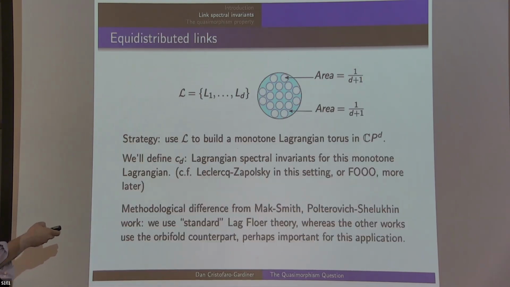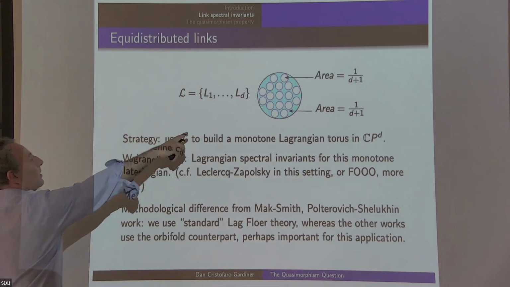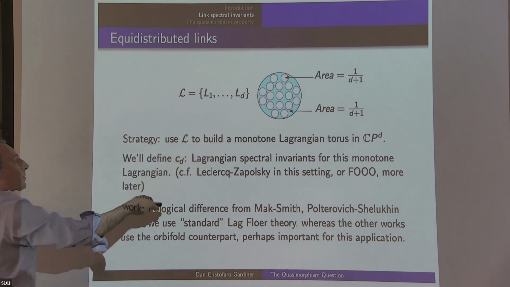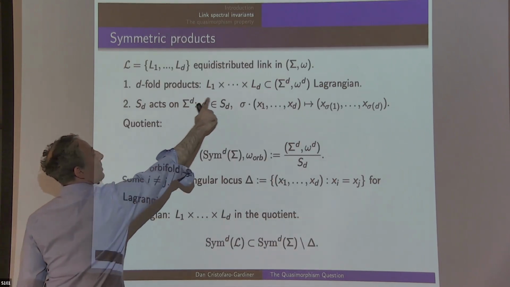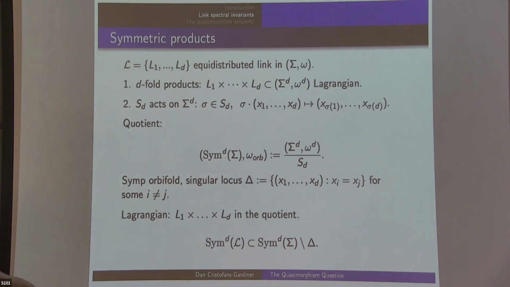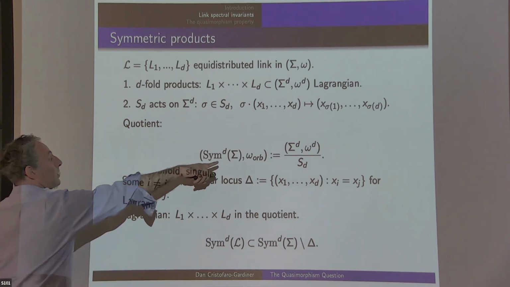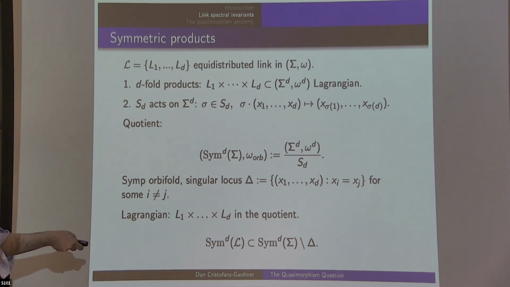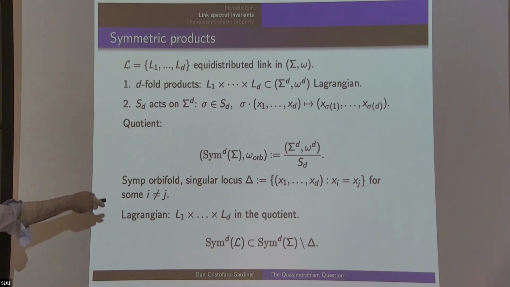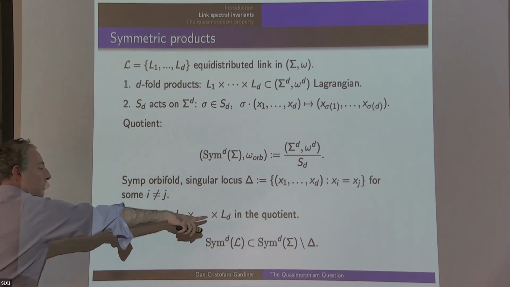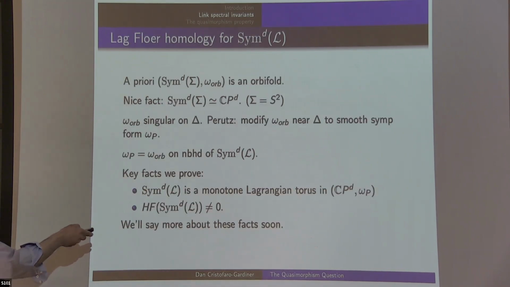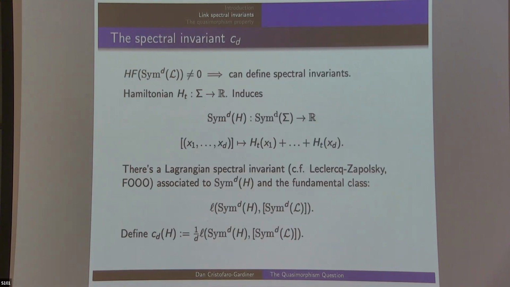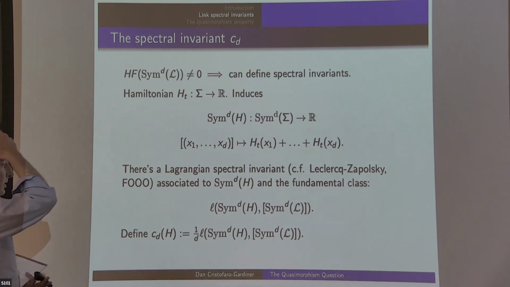So I take my link in my surface, and this defines a Lagrangian in the symmetric product. The way it works is I take the product, and then I quotient by the action of the symmetric group, and then I smooth this out. You can think of this as a symplectic current. I smooth it out using this Perutz trick. Maybe don't worry about it so much. This stays Lagrangian, so it's just this Lagrangian in the quotient, and that's what I'm calling Sym^D of L. Can you move to the next one? Small L, yeah, this L. That's the Lagrangian spectral invariant.